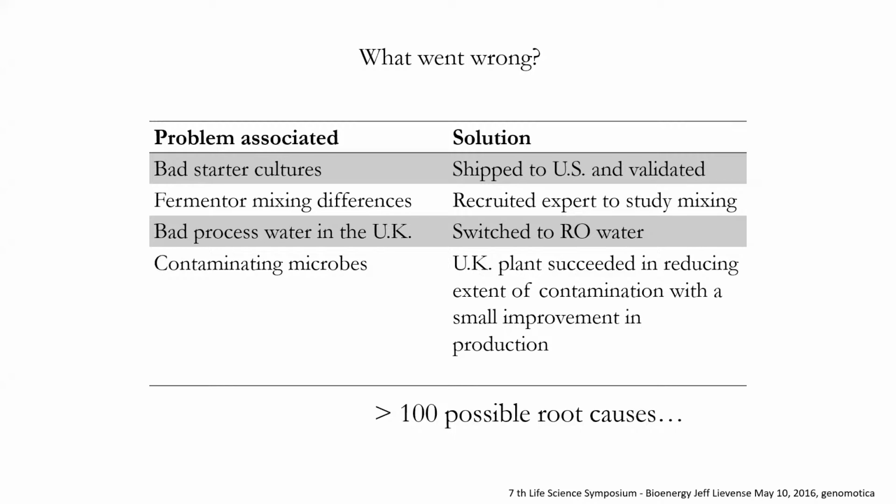They also checked the fermenter mixing differences, and for that they recruited an expert to study the mixing problem. It could be that proper mixing had not been done, which is why the product yield was less. Third, they checked for bad process water in the UK, since the water used for production could be the reason. So they switched to RO water. Next, to remove the contaminating microbes, the UK plant succeeded in reducing the extent of contamination with a small improvement in the production unit.